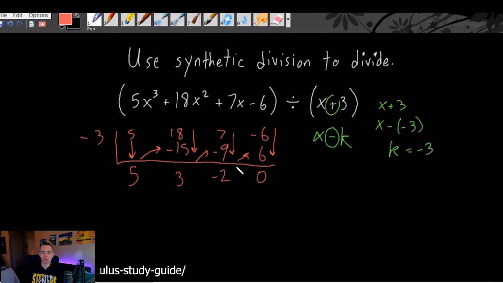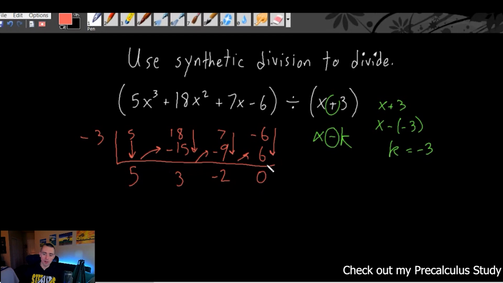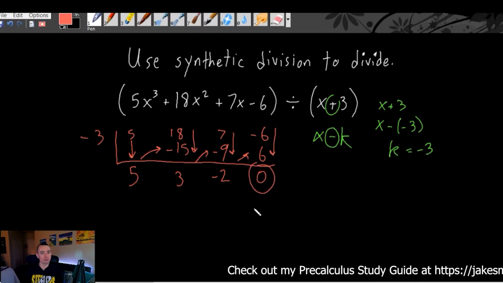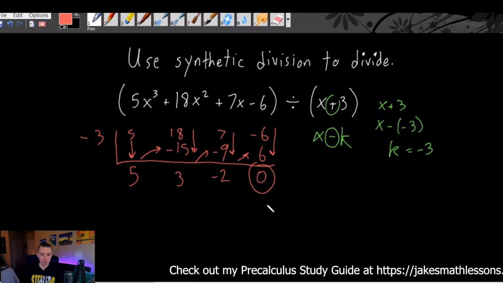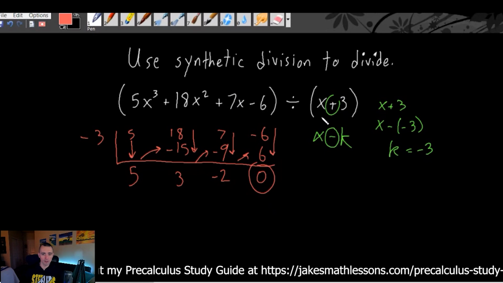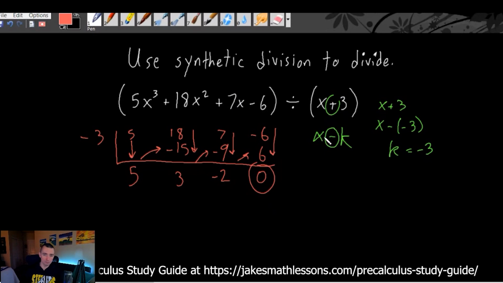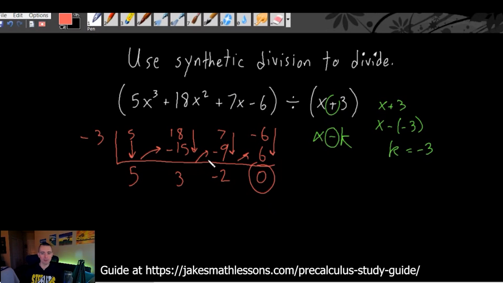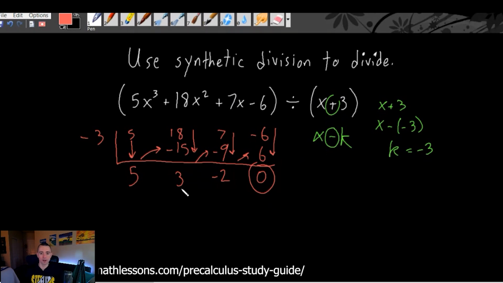So once you've gotten these numbers all written down here, once you've gotten all the way to your last term and you're done, this is going to translate to a polynomial. The last number that you have written over here, in this case it's 0, is always going to be your remainder. So since we have a remainder of 0, that's nice. That basically tells us that this polynomial divided by this linear term actually results in a nice even polynomial. We don't have a remainder, so that's nice.